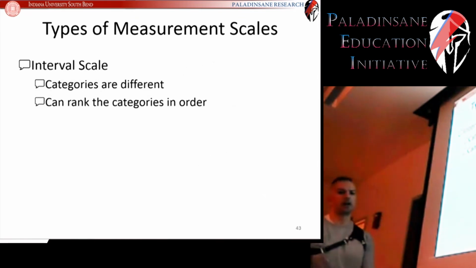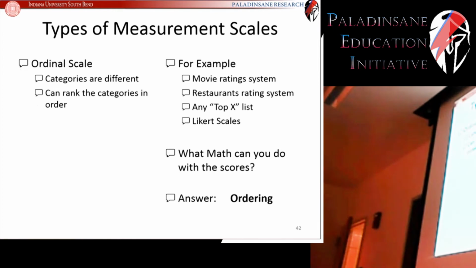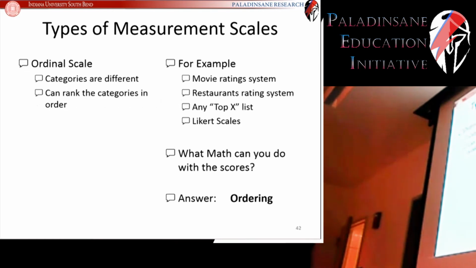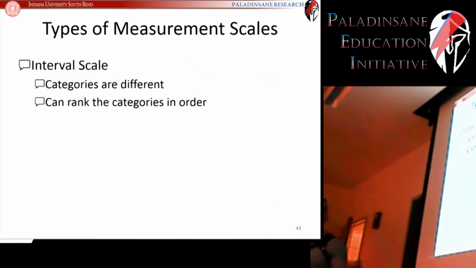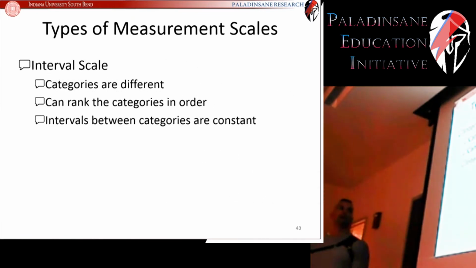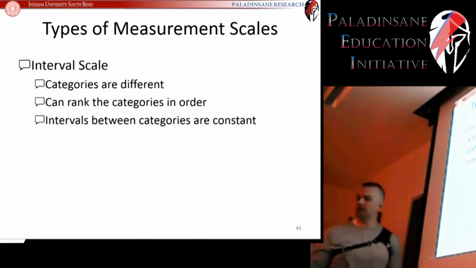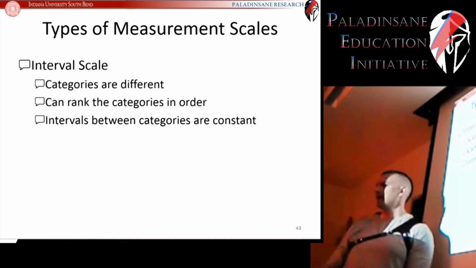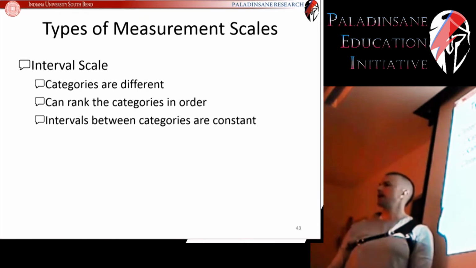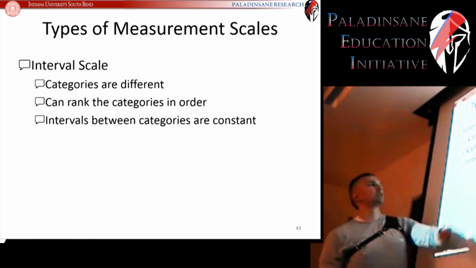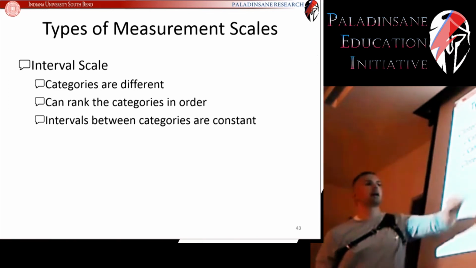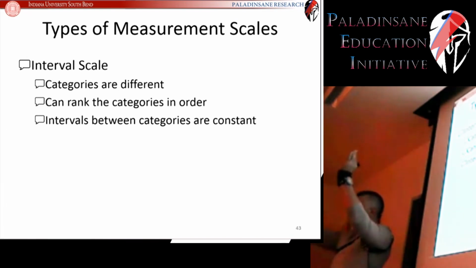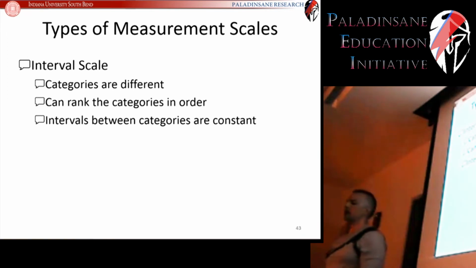All right, interval scale. Interval scale can do everything an ordinal scale can do. Categories are different. Can rank the categories in order. But now we have that the intervals between the categories on the measurement scale are the same as the intervals between the categories in the true score. So that's what they mean, intervals between categories are constant. What they're saying is that the intervals on your measurement scale are the same as the intervals on your true score.